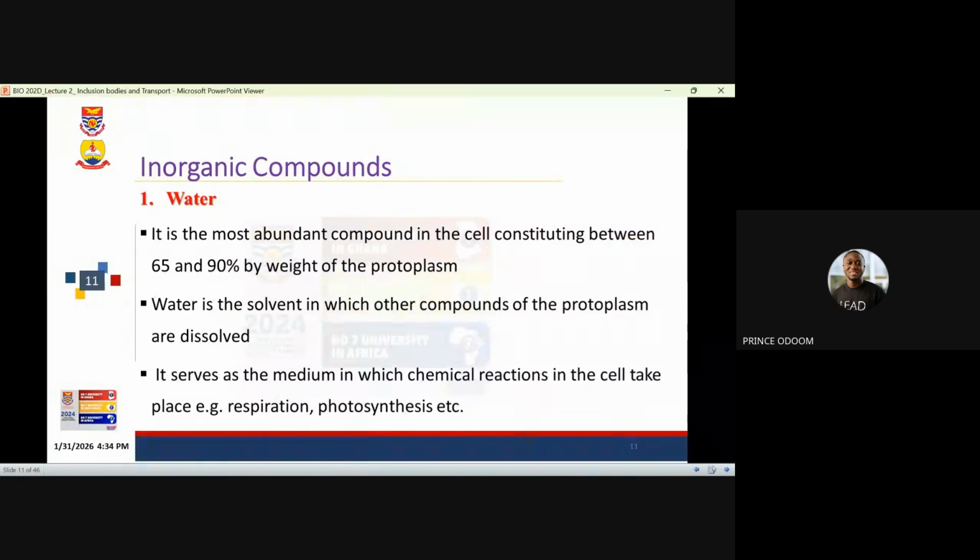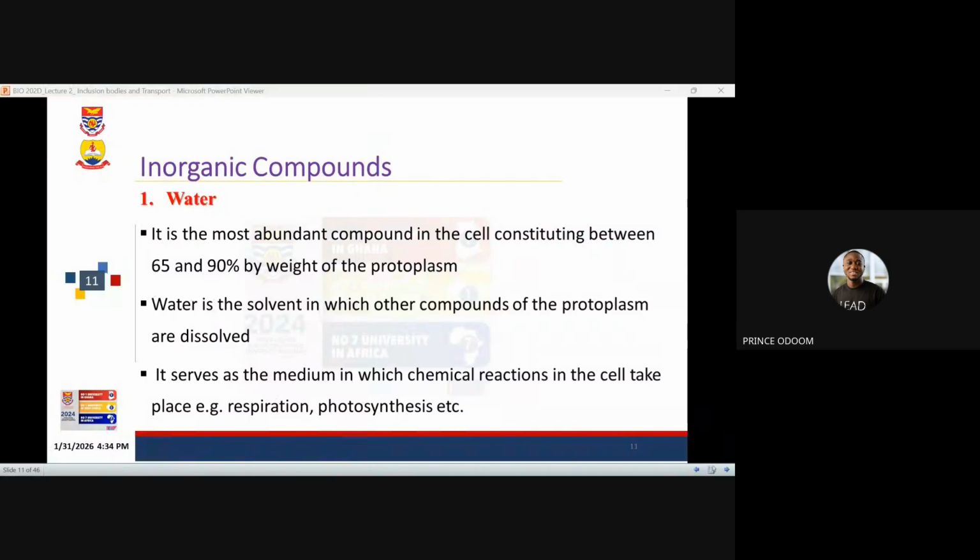Then we come to the inorganic components. With the inorganic compounds, the first one we'll look at is water. What is the chemical composition of water? Yes, anybody to help us? Okay, Prince. Hydrogen and oxygen. So the chemical composition is hydrogen and what?